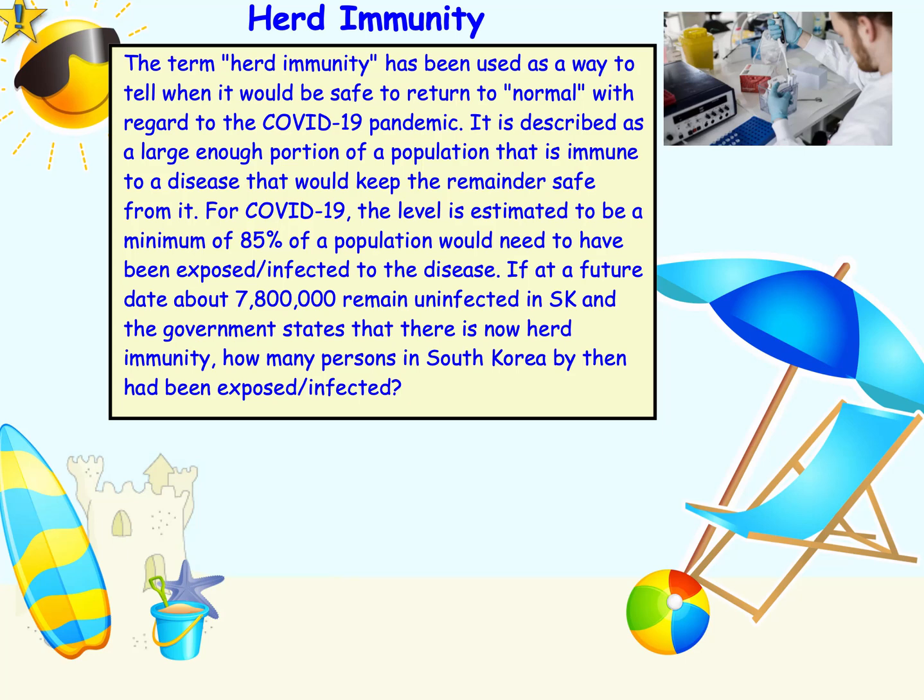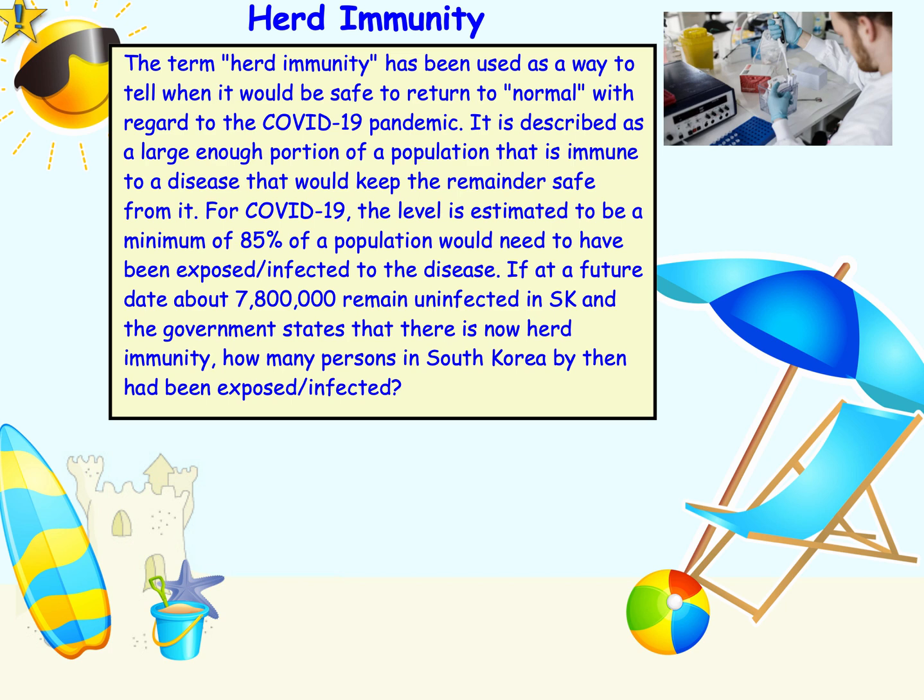Okay, so here's our first question. In looking at a lot of the information that's coming out about the COVID virus, I keep hearing, I'm not sure if you're following it, about this thing called herd immunity. Herd immunity is a term that's been used as a way to tell when it's safe to return to what we think of as normal life, when we don't have to use social distancing and stuff like that.